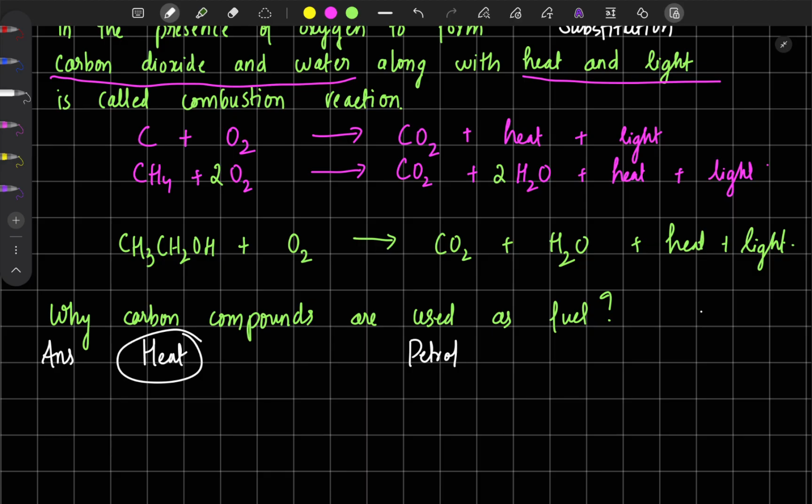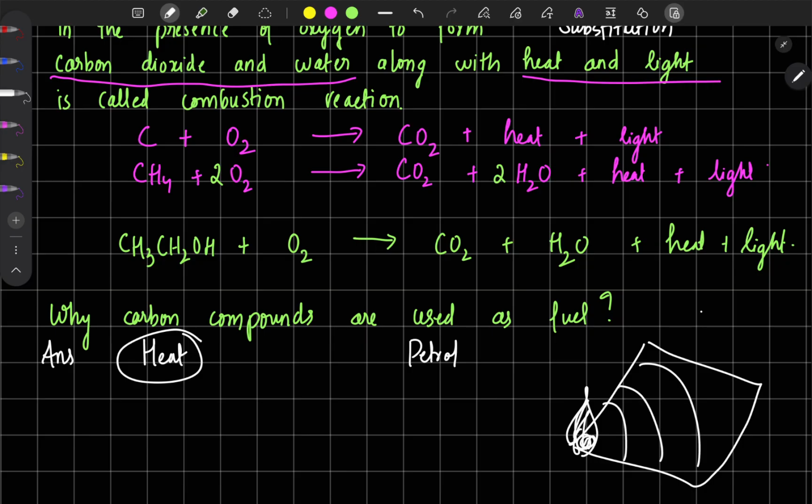That is also why, when they start to burn, they just continue to burn. Imagine this is a paper and you have lit a fire here. It will spread like this because the heat energy released is enough for the remaining part to burn. For example, coal, firewood, etc. will just continue to burn like this. That is also an advantage of these carbon compounds. So don't forget they release a lot of heat when burned. That is why they are used as fuel.